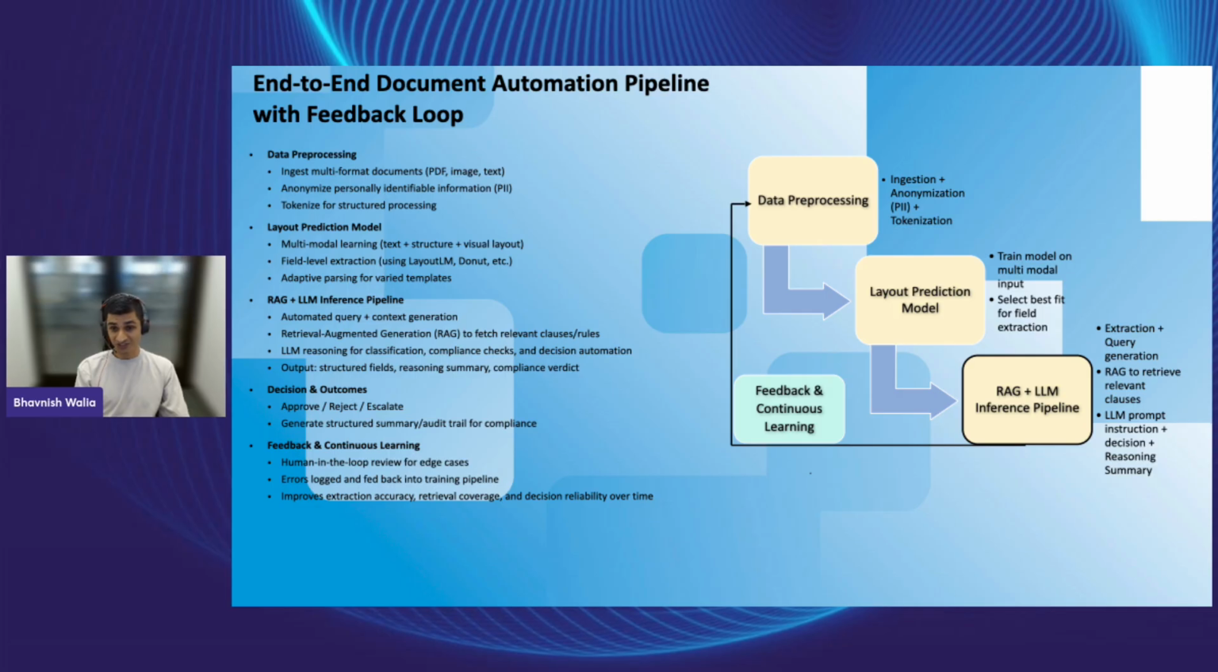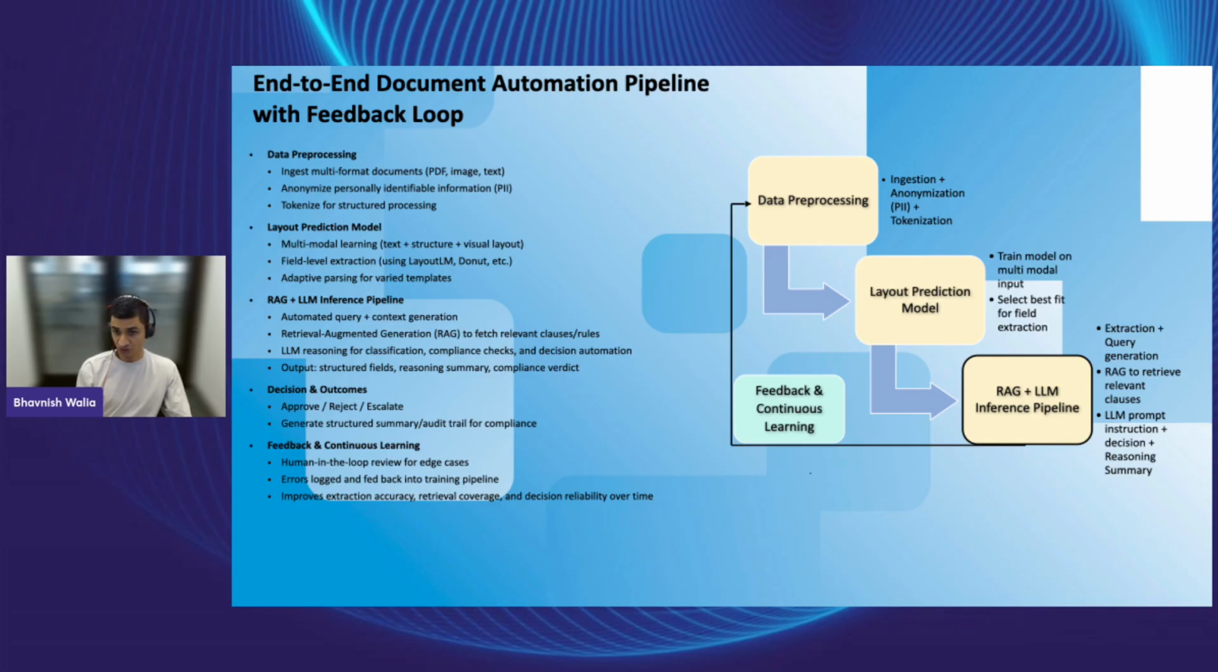The third stage, the RAG plus LLM, is one of the most interesting stages. So after the extraction has happened, then an automated query plus context generation happens. Where it does is, for example, somebody's opened an account, they've submitted their passport, they've given their name and address, and now we want to see what else needs to be verified. So we'll pull the regulations that are pertinent to this particular customer and bring in those clauses together.